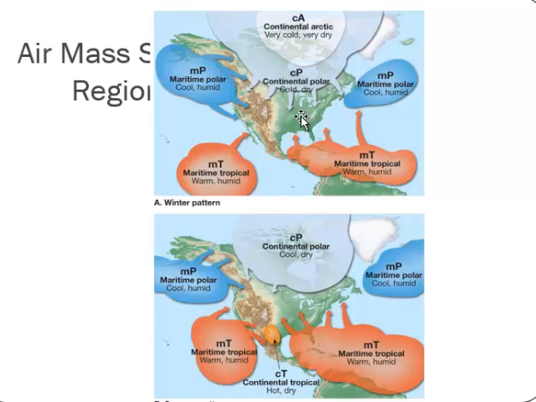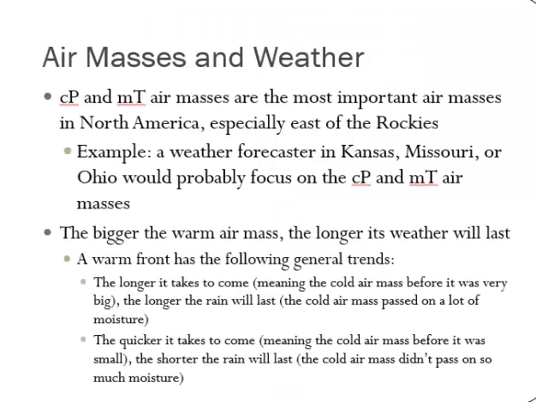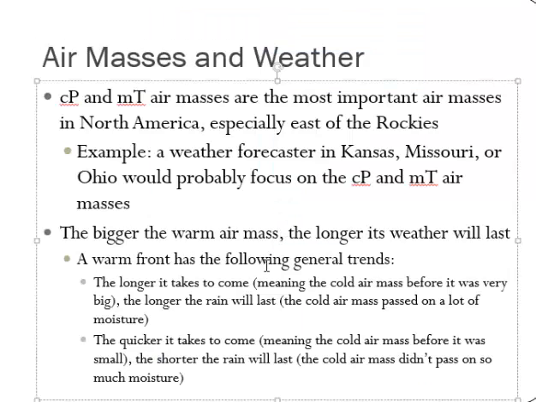So what they're looking at, are we going to get maritime air masses from down here, which probably means it's going to be moist and warm? Or are we going to get continental air masses from down here that are cold and from up here that are cold and dry? So forecasters over here would definitely look at which way are we going to get. The bigger the air mass, of course, the longer it will last.